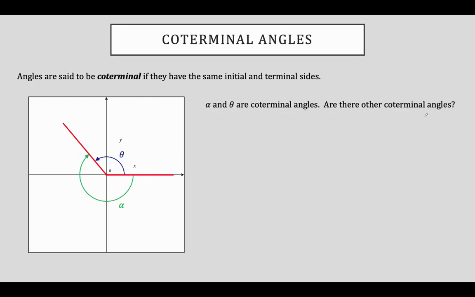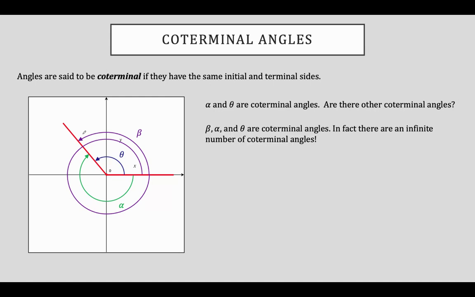Are there other coterminal angles? Yes. Here's an example of another coterminal angle. The angle beta starts in the exact same location and terminates in the exact same location. So beta, alpha, and theta are all coterminal angles, and in fact, there are an infinite number of coterminal angles. We could continue to find angles that start in this exact same location and do however many rotations we wanted until we get to this terminal side. And we could do that going in either the clockwise or counterclockwise direction.